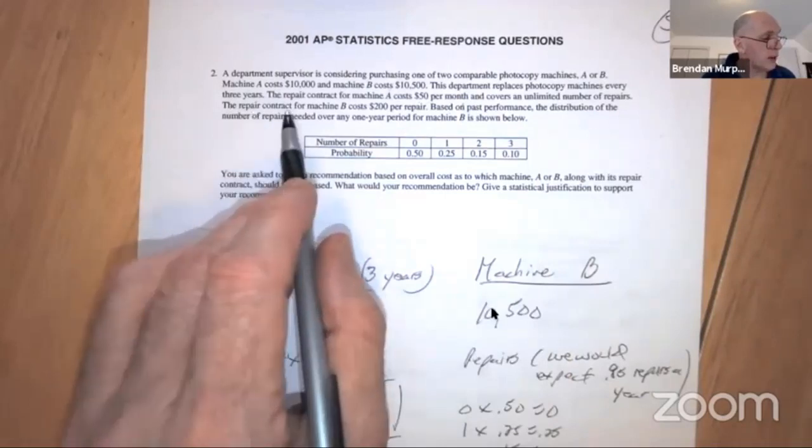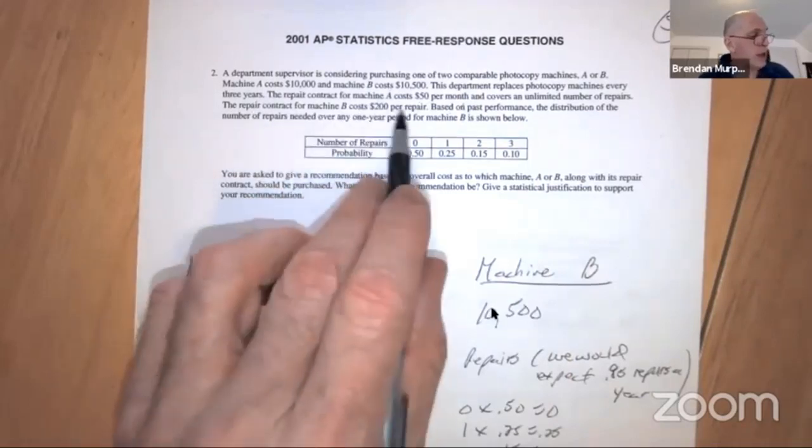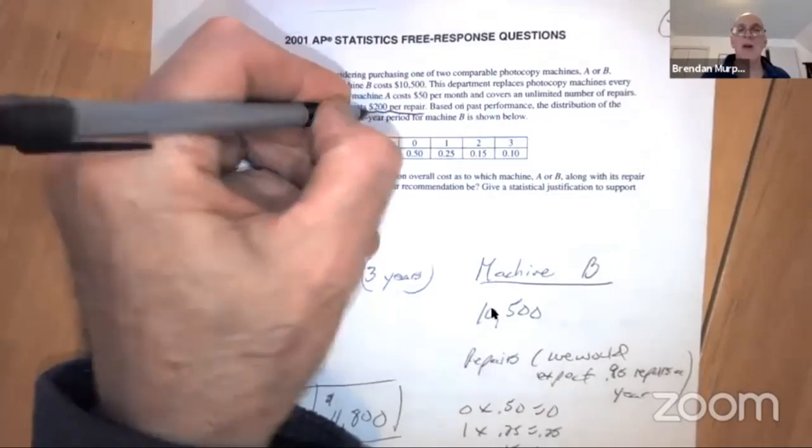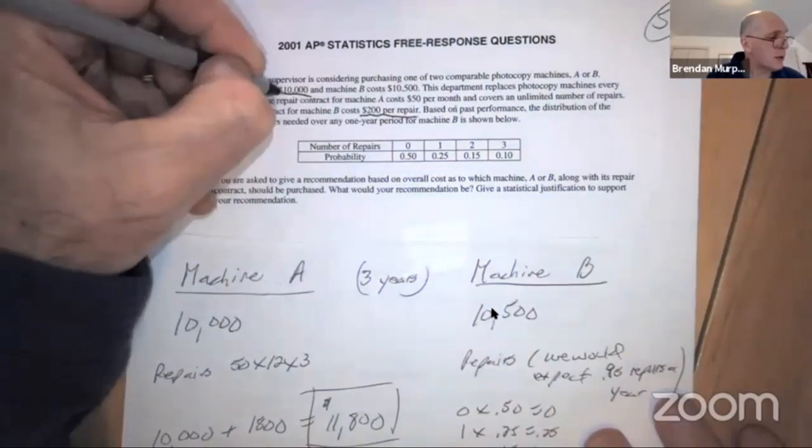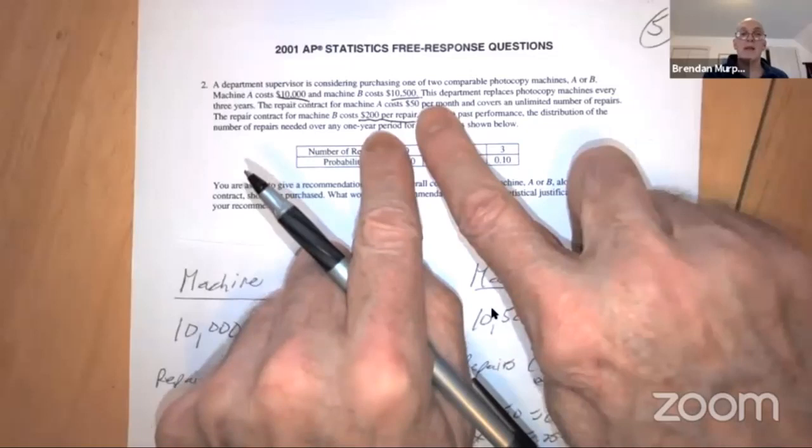The repair contract for machine B costs $200 per repair. So I'm trying to figure out which plan is going to be more cost effective for my school over the next 3 years. There are 2 different initial costs for the machines, and I guess 2 different potential repair costs for the machines.